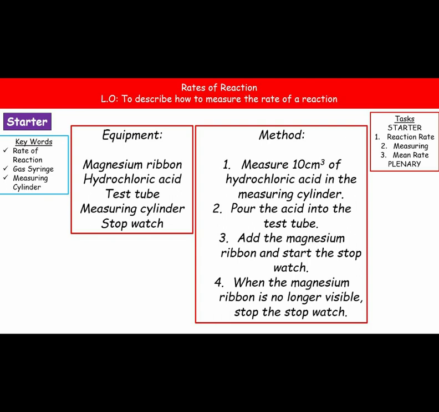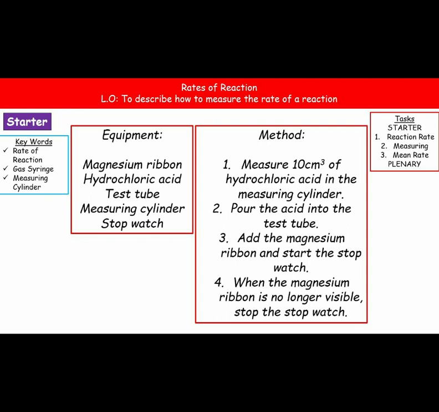Now, there are actually a few different ways that you could have come up with an experiment to find the rate. One of the easiest ones is the one I've outlined here for us. So in terms of our equipment, and this will be the same no matter what experiment you've got, magnesium ribbon and hydrochloric acid. Those two are compulsory no matter what method you've used. Now, in the experiment I'm going to outline, we're also going to use a test tube, a measuring cylinder, and a stopwatch.